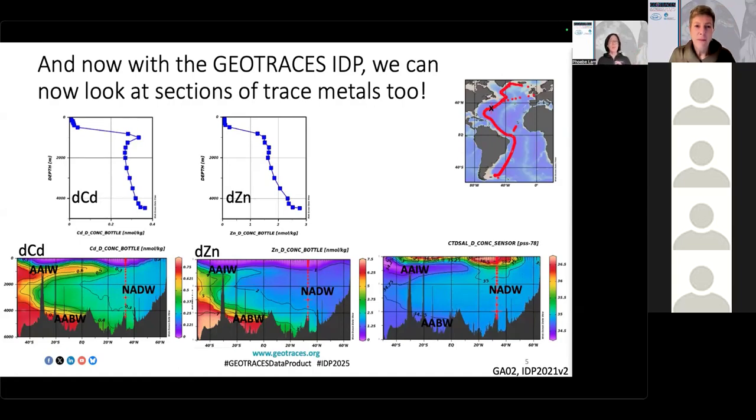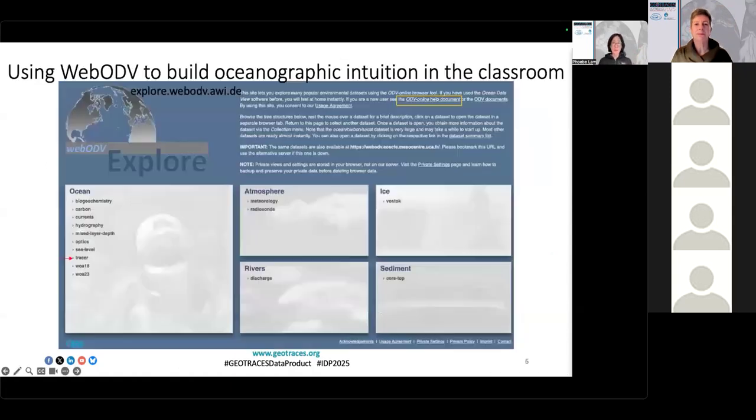But it's not just making these slides that the IDP allows us to do. Having the IDP released also allows the students to engage with the data themselves. And the best tool that I like to use is WebODV. So back when I first started teaching chemical oceanography, WebODV didn't exist yet, and I would ask my students to download ODV and to download data sets, and I didn't really love the process because there was a lot of troubleshooting that I had to do to help them make it work.